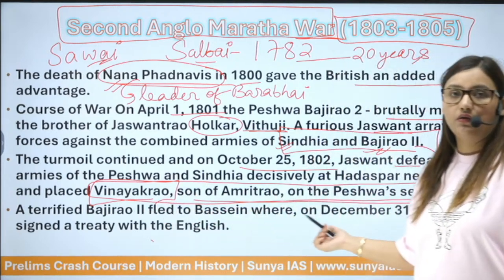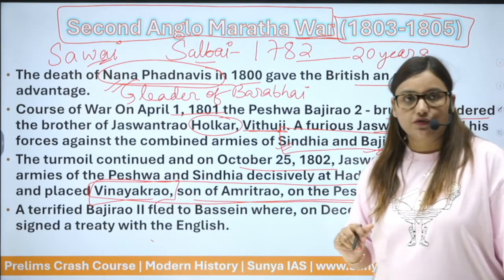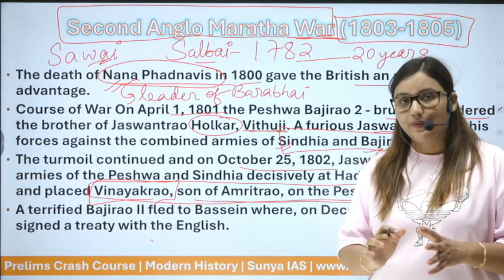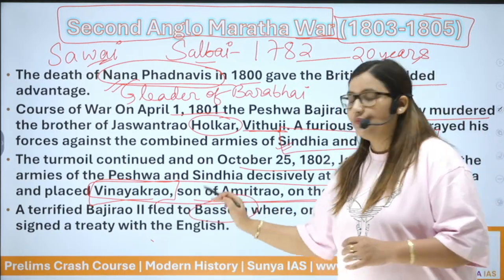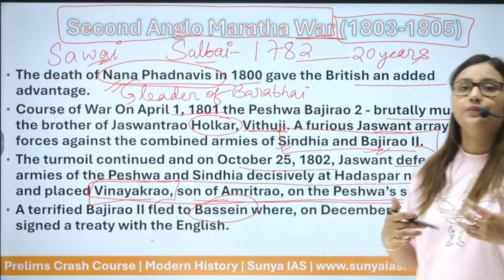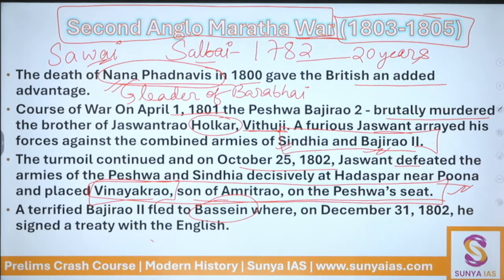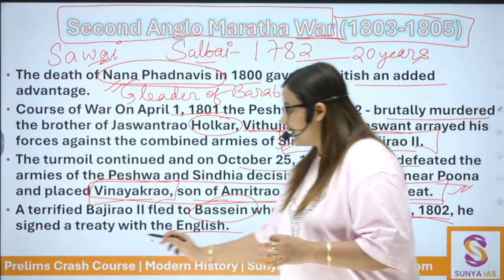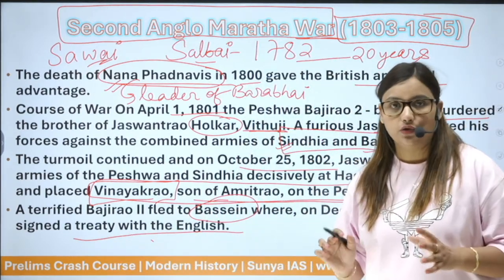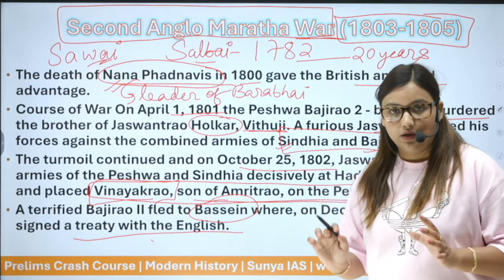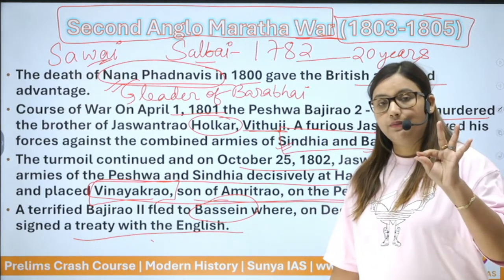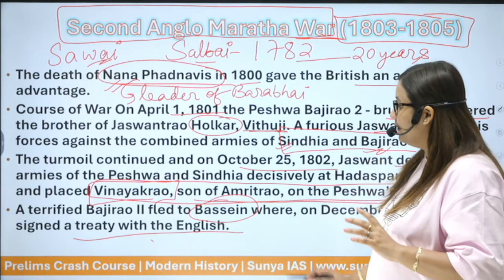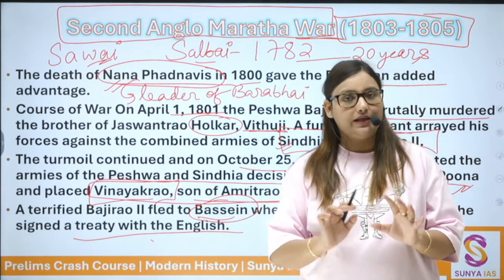Vinayak Rao, son of Amrita Rao, became the Peshwa. Now Baji Rao II went to Basin. If you remember, Basin is the area where EIC was already present. So on 31st December 1802, he signed the treaty with the English, and the treaty was known as the Treaty of Basin. Do you remember? Basin is the port. Bombay, Salsette, Basin, right? So there, the Treaty of Basin was signed with EIC.